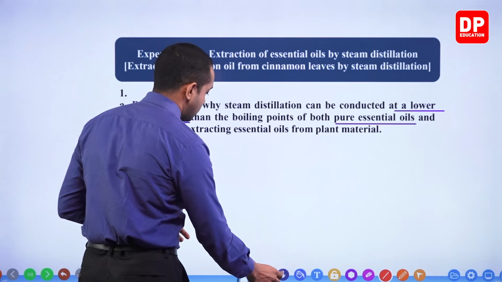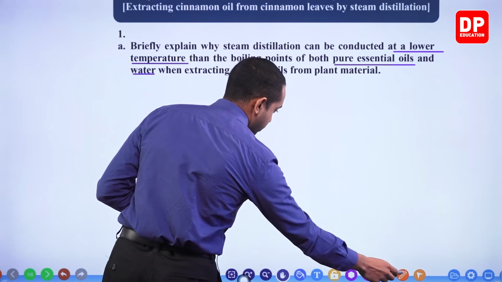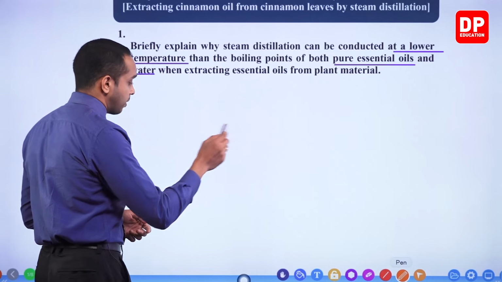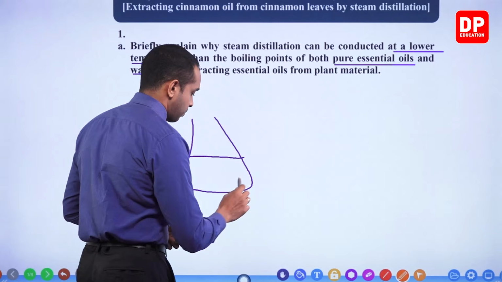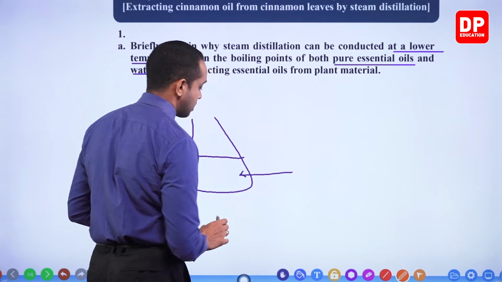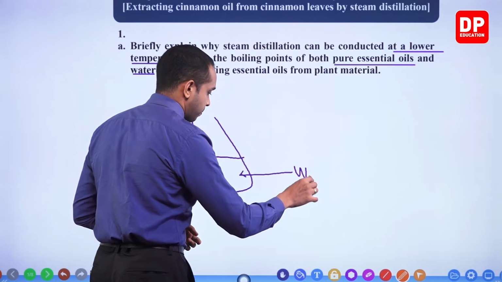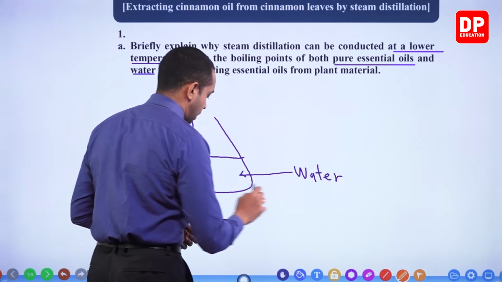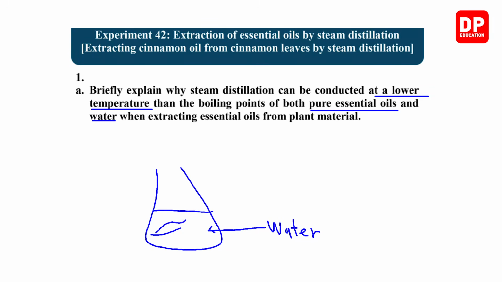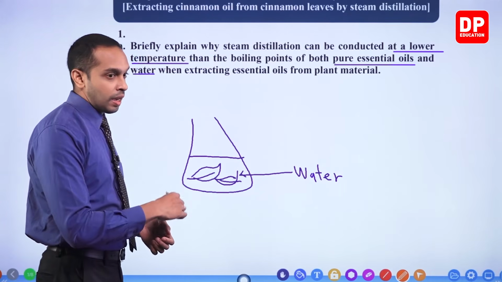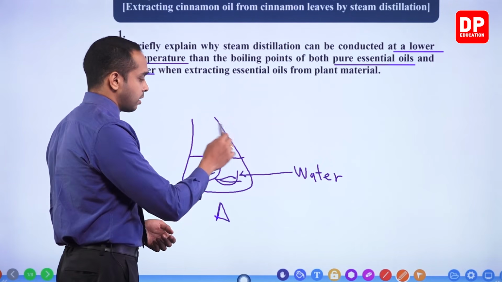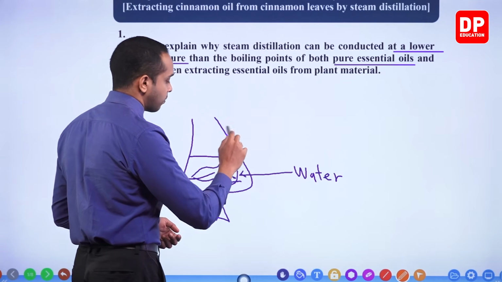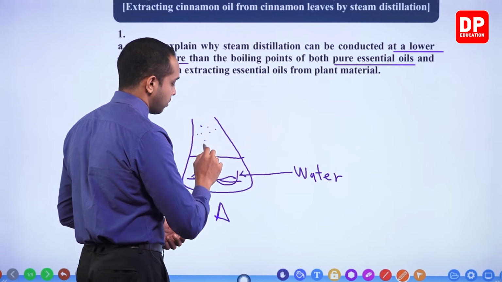Let's take a look at what is taking place here. So in this case, we have water, and then we will have some plant material. Let's say we have some leaves here, right? Now students, when we are heating this, and even without heating, in this area, we will have water vapor.